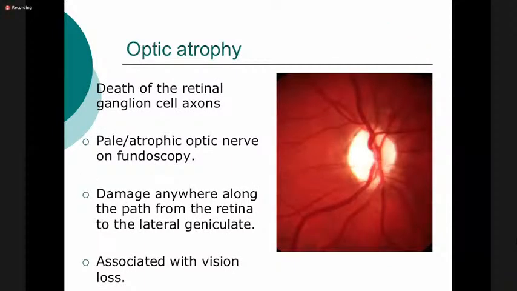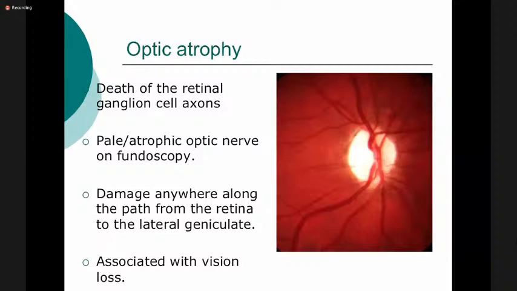Now let's look at optic atrophy. So optic atrophy basically means that the optic disc looks white. Remember in disc edema or papillary edema, the disc is raised, but in optic atrophy, it starts looking white. And that signifies that there's death of the retinal ganglion cell axons. They are completely dead. So when you do a fundoscopy, the optic disc looks pale or atrophic, and there's damage anywhere along the path, all the way from the retina level to the lateral geniculate layer where there's synapse. So any damage or any ischemia or any lesion, any tumor along that path can cause primary optic atrophy.